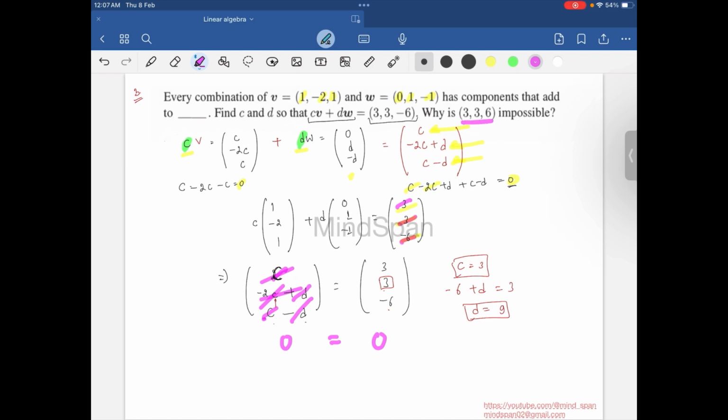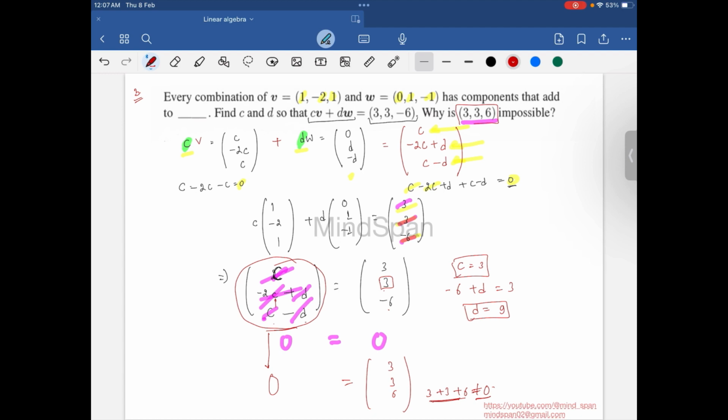And why is this impossible? Because if you see the right hand side, that is 3, 3, 6, and if you add up its components, and on the left hand side, even after taking the linear combination, the sum of the components is 0, but the sum of the components on the right hand side is not equal to 0. So that is why this combination is not producing this particular vector.